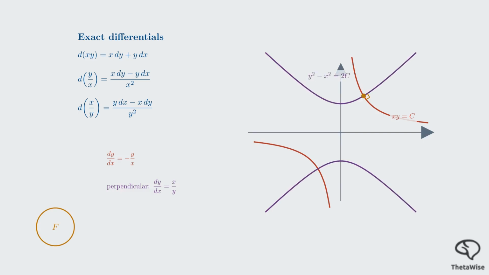Integrating produces y²/2 = x²/2 + c. Therefore, the orthogonal family is y² − x² = 2c. The original curves xy = c are rectangular hyperbolas. The new curves are another hyperbola family crossing them at right angles.